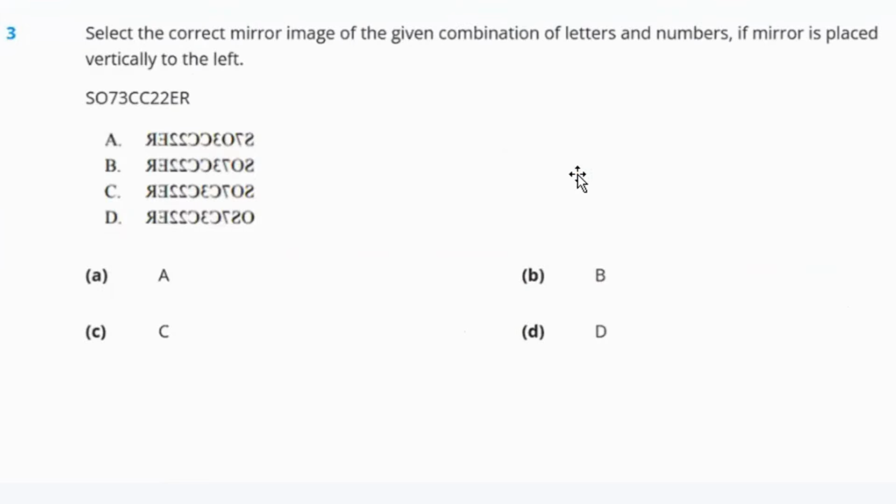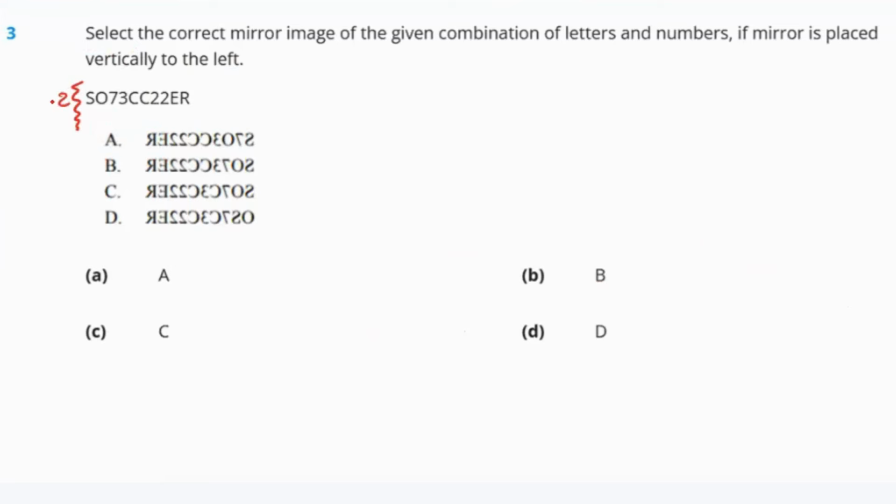Now let's move towards question 3. We are moving towards question 3, which is saying we need to find the correct mirror image of the given combination of the letters if the mirror is placed vertically to the left over here. If the mirror is placed over here, so what is the mirror image?